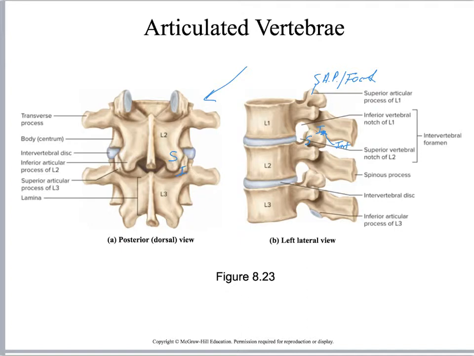Then you can see on the bodies, I have an intervertebral disc. Okay, so that's written right there. Notice it's spelled with a C, not a K. And that is the cushion between the two bones, and that's where they're stacked up on top of each other. All right, next slide.